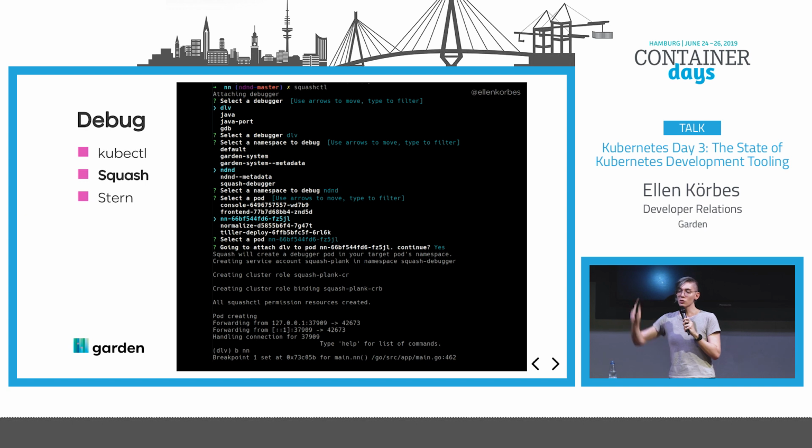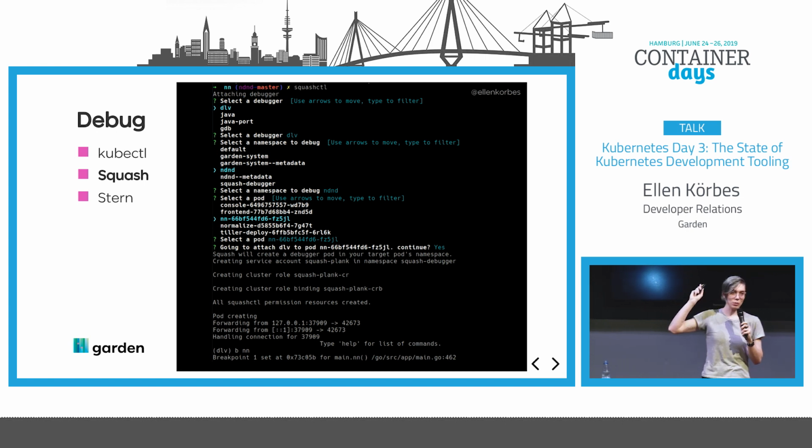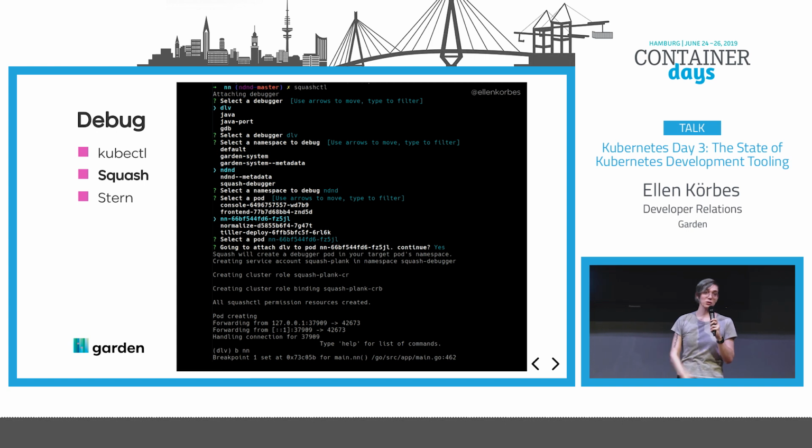Here's what it looks like. So first I tell it I'm going to use Delve as my debugger. I choose my namespace. I choose my pod. Here at the bottom is just a normal debugger. Here I'm setting a breakpoint. And if you've ever used a debugger before, from now on, you know how it goes. So this is super cool.